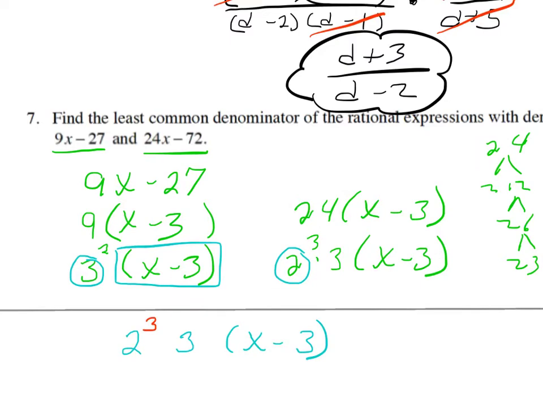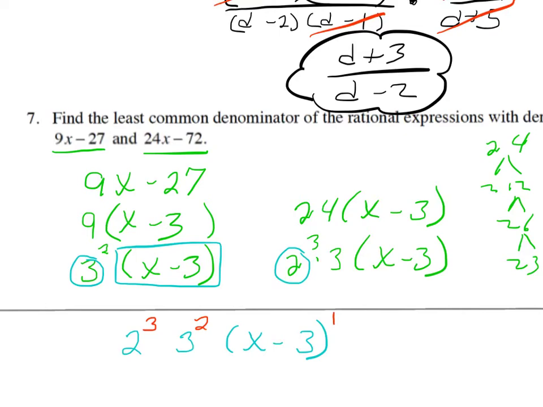Now, how many 3's do I have here? Well, this is not a 3, this is an x minus 3. How many 3's here? I have 1. How many 3's here? I have 2. So what's the highest number between 1 and 2? If you said 2, you are correct. Now let's look here. I have an x minus 3 and an x minus 3. I have 1 here and 1 there. So I take 1.